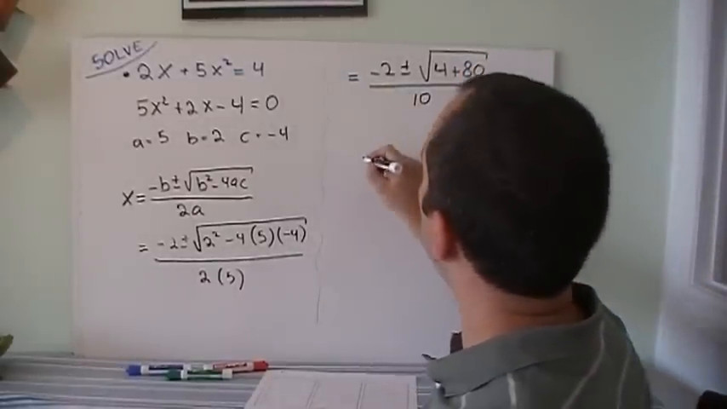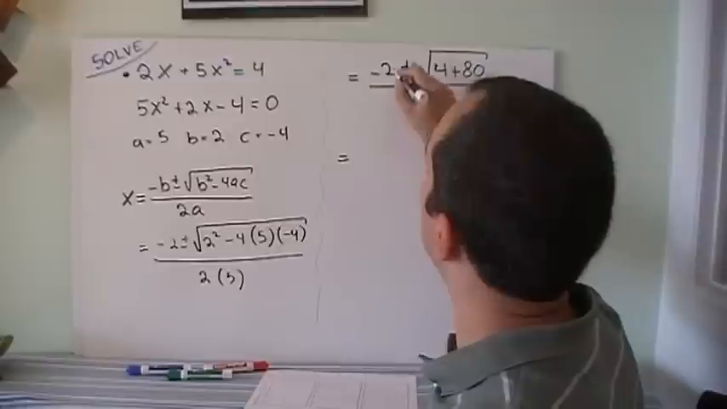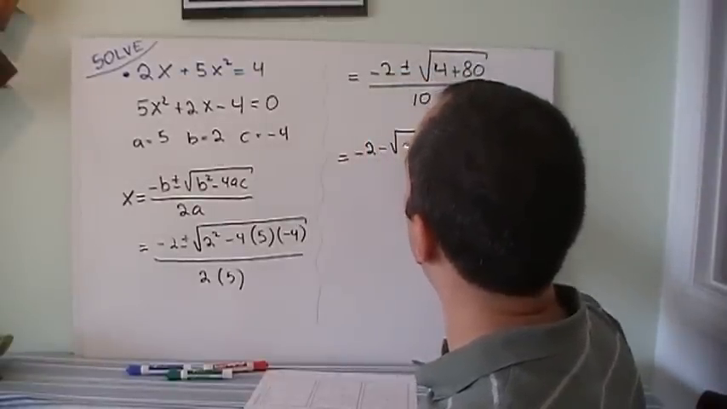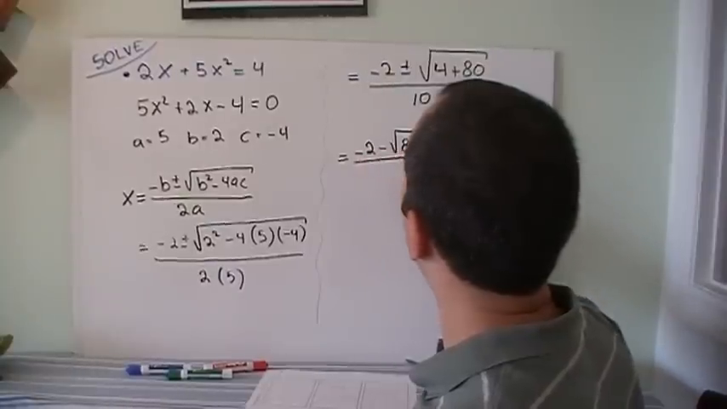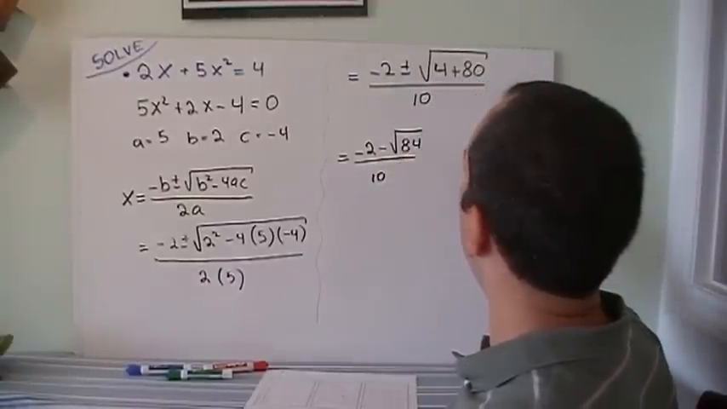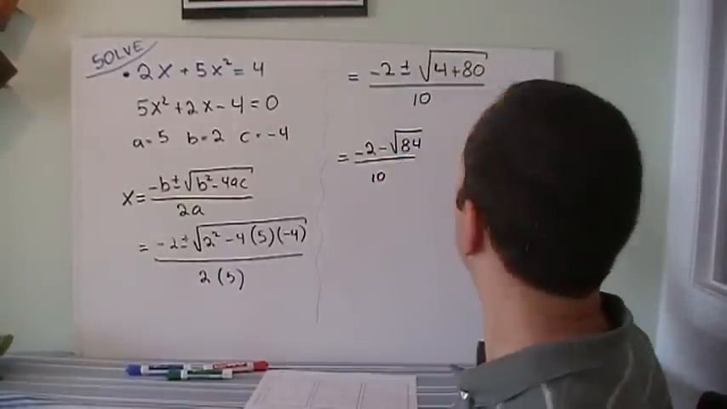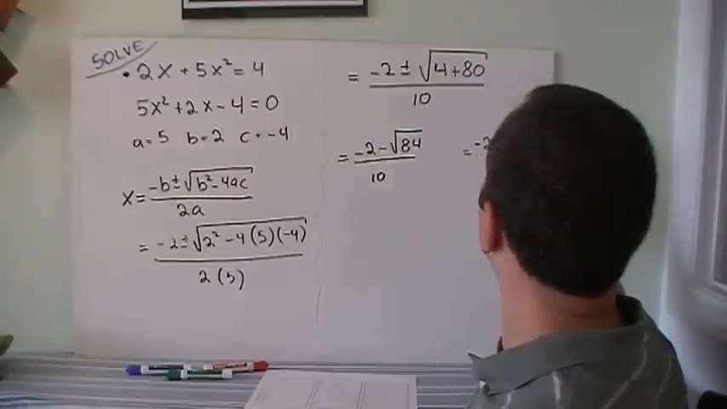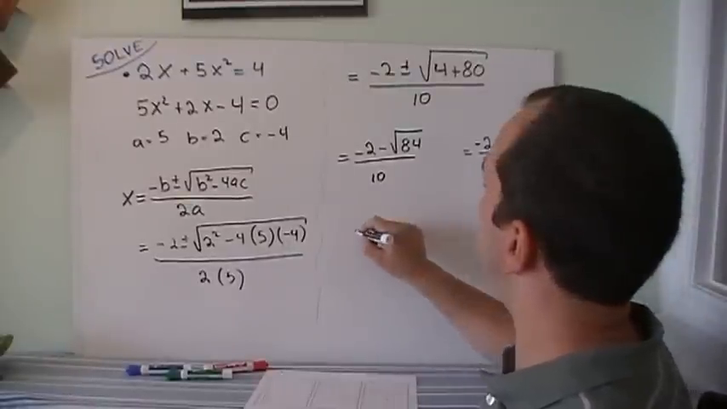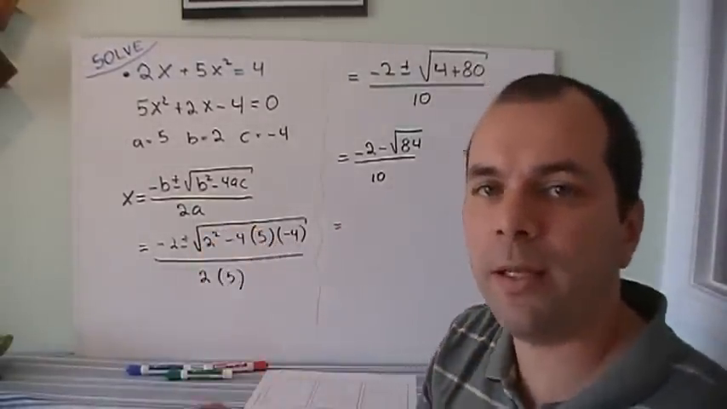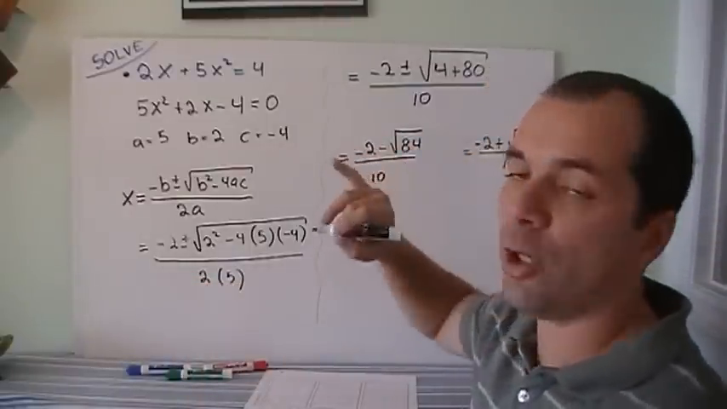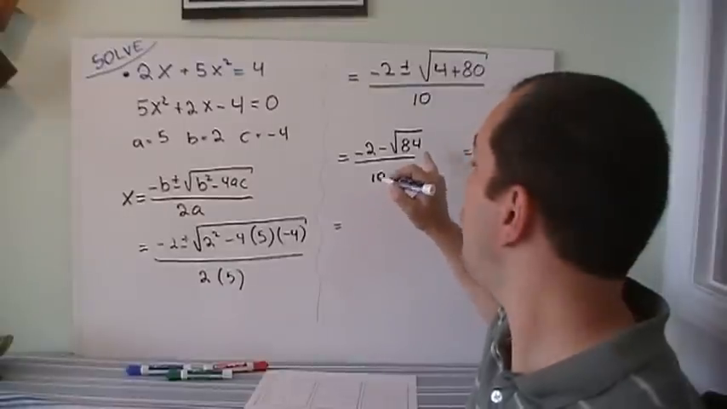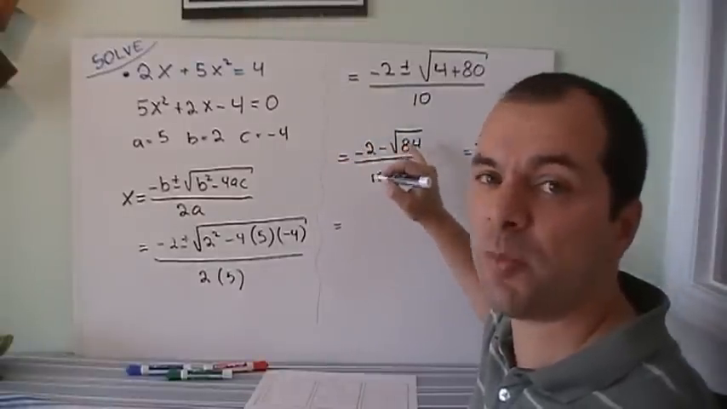So I can break it up into 2 steps. And I'm going to use the minus first. -2 minus square root of 84 divided by 10. And then I can do the other one, the plus. So -2 plus square root of 84 divided by 10. Okay, so now I need to pull out my calculator, and I'm going to do the top part all together, then hit enter, and then divide it by 10. Because I want to do the whole answer first, not divide 10 just by the last part.